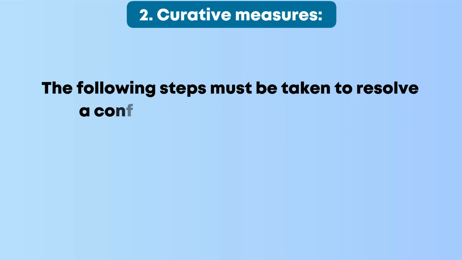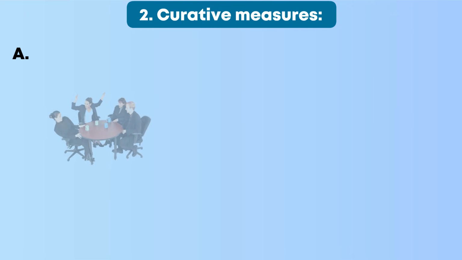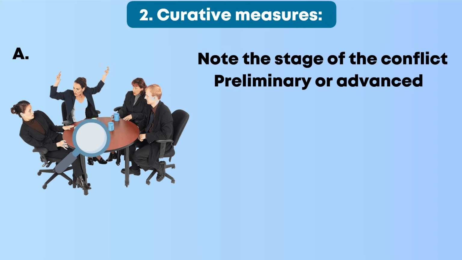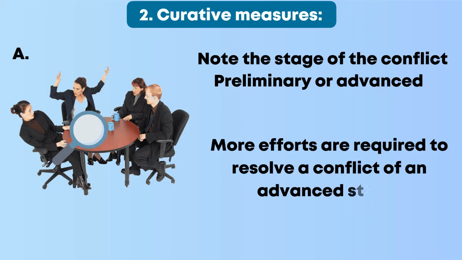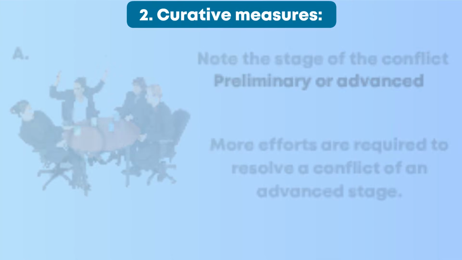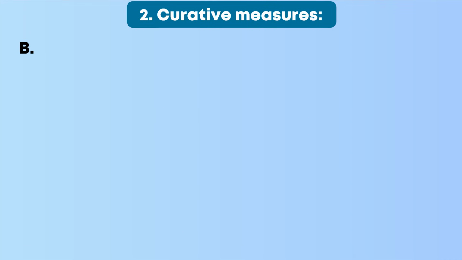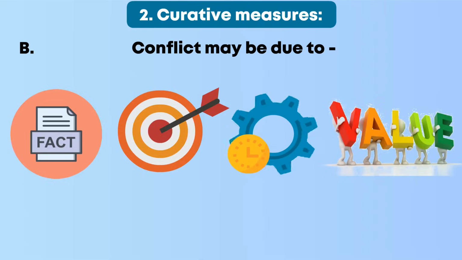2. Curative measures. The following steps must be taken to resolve a conflict which has already arisen. A. Dig full details of the conflict and note the stage of the conflict, whether preliminary or advanced. More efforts are required to resolve a conflict of an advanced stage. B. Issues involved in the conflict should be analyzed and understood. Conflict may be due to facts, goals, methods, or values.